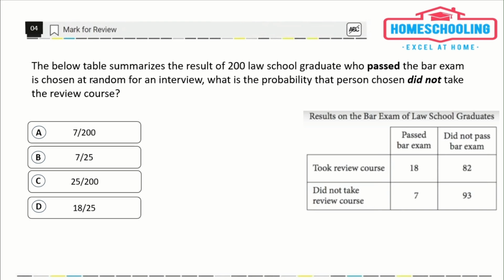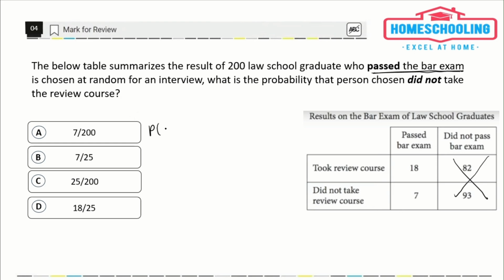Question number 4 says that the table below summarizes the results of 200 law graduates who have passed the bar exam. So this is the condition given: who has passed the bar exam. So we will eliminate those who did not pass the bar exam. We will use only this table, because in the question they said that someone who passed the bar exam is chosen at random for an interview.